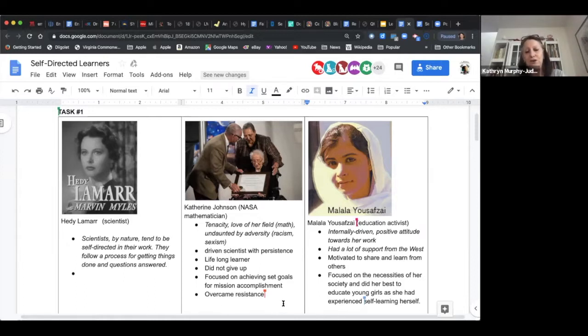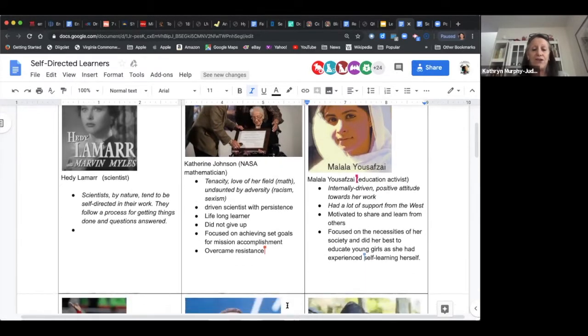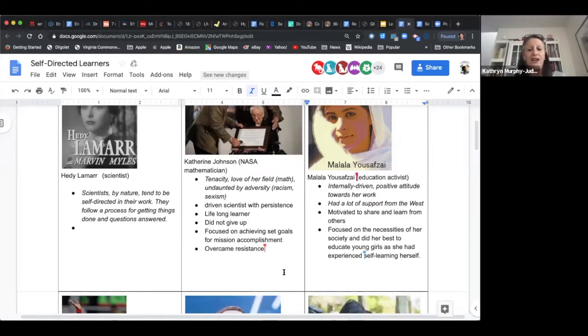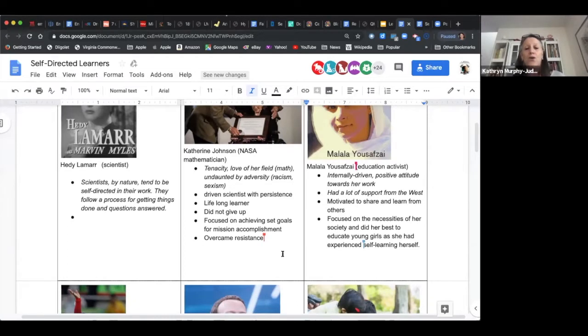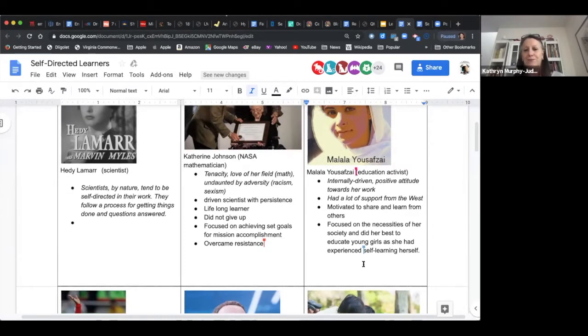Katherine Johnson, who was one of the people showcased in Hidden Figures, definitely showed tenacity, which is super important for self-directed learners. She loved her field. She loved math. She was undaunted by adversity, a driven scientist, persistent, a lifelong learner, certainly, because she started to go to West Virginia University, ended up not finishing, but then came back and finally ended up getting a PhD. She never gave up, focused on her goals, and overcame lots of resistance.